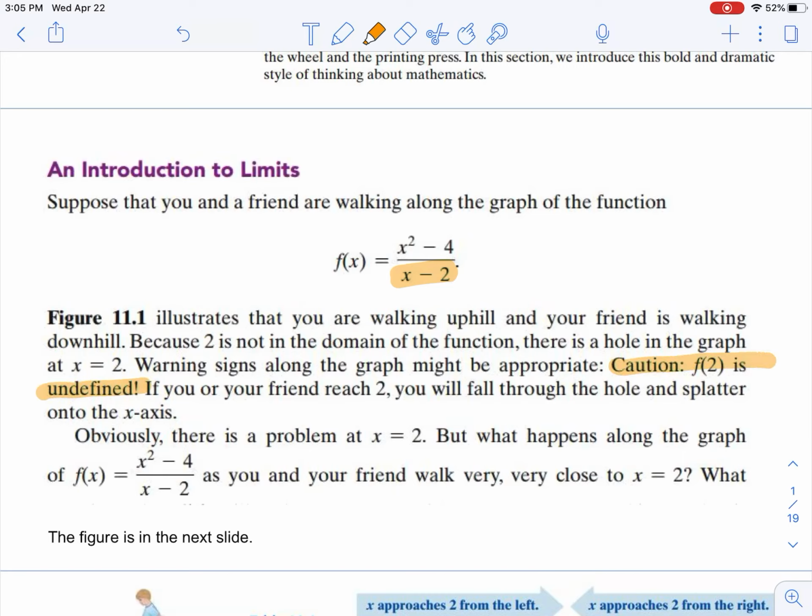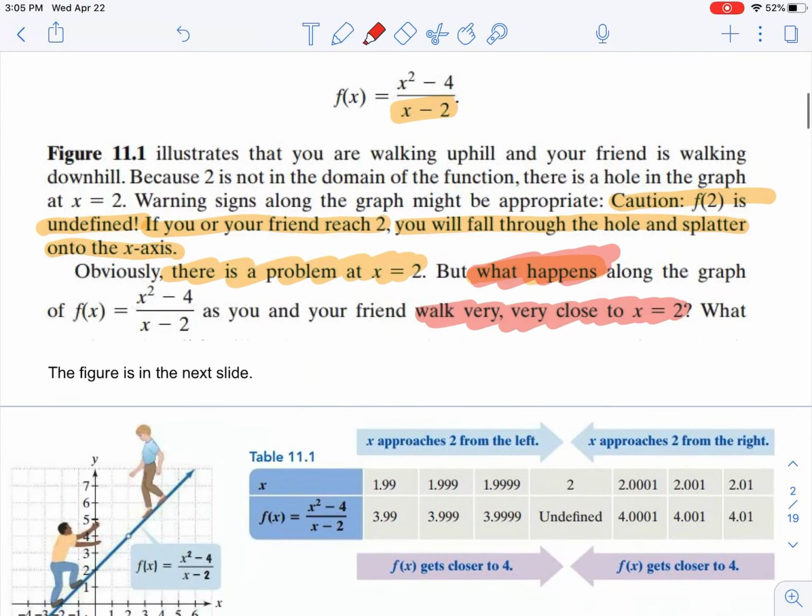Okay, so if you and your friend reach 2, you will fall through the hole and splatter onto the x-axis. Obviously, there's a problem. There is a problem at x equals 2. But what happens along the graph as you get very, very close to x equals 2? And this is going to be the basic idea. What happens when we walk very close to x equals 2? And this is going to lend us to the idea of a limit.